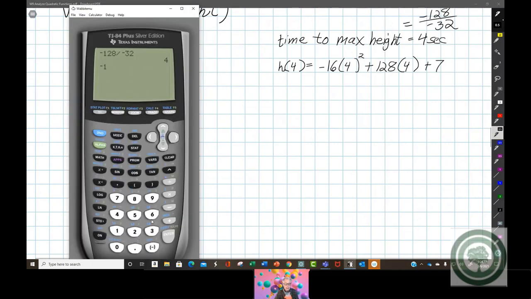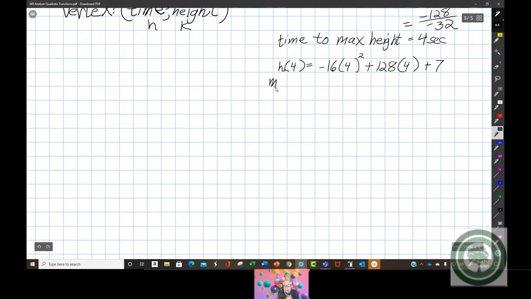Negative 16 parentheses 4, well, it's positive, but what the heck, 4 squared, plus 128 parentheses 4 parentheses closed, plus 7. And I get 263. So negative 16 times 4 squared plus 128 times 4 plus 7 is 263 feet. So the max height is 263 feet.